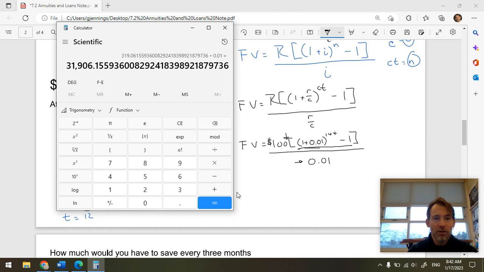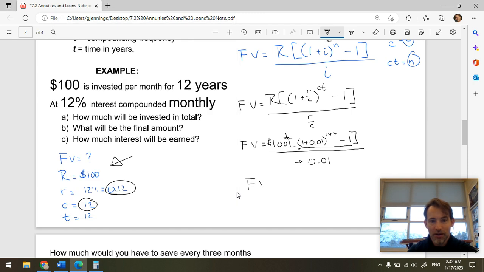So the future value is 31,906.16. Let's go with 31,906. We're around there. Future value is $31,906. So for the low price of $100 a month for 12 years, you could get yourself $30,000 with an excellent interest rate and a lot of consistency with making those deposits.